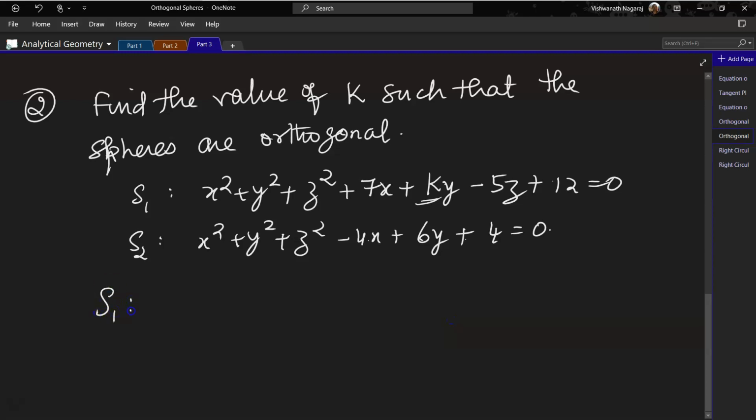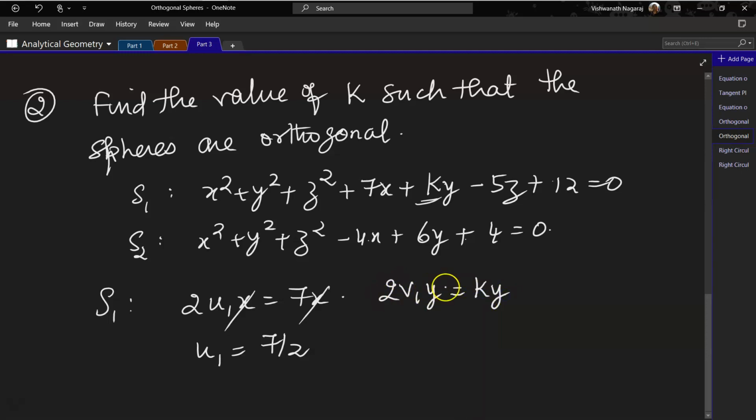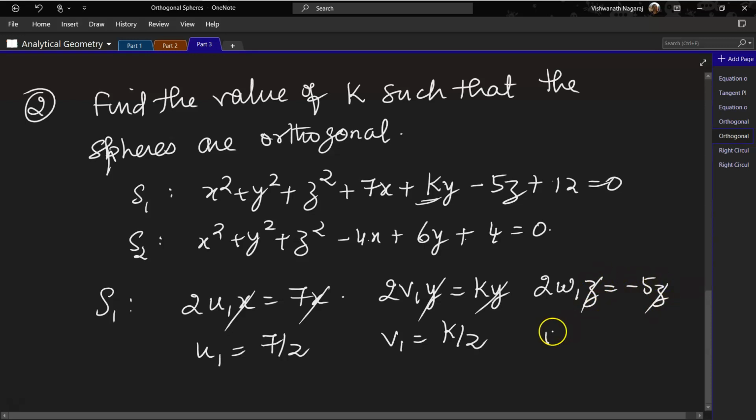So in case of S1, 2u1x is equal to 7x. x gone, so u1 is equal to 7 by 2. 2v1y is equal to ky. So y gone, so v1 is equal to k by 2. Similarly, 2w1z is equal to minus 5z. So z gone, so w1 is equal to minus 5 by 2.